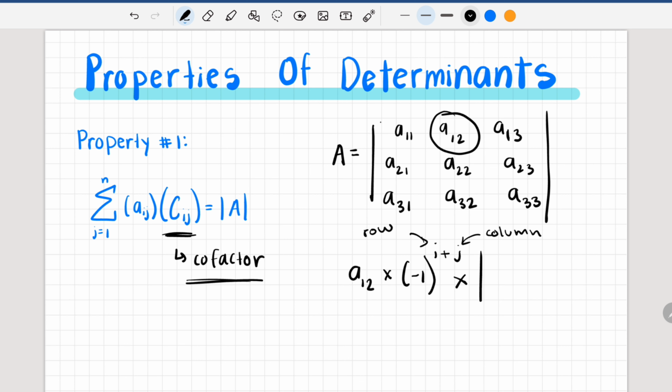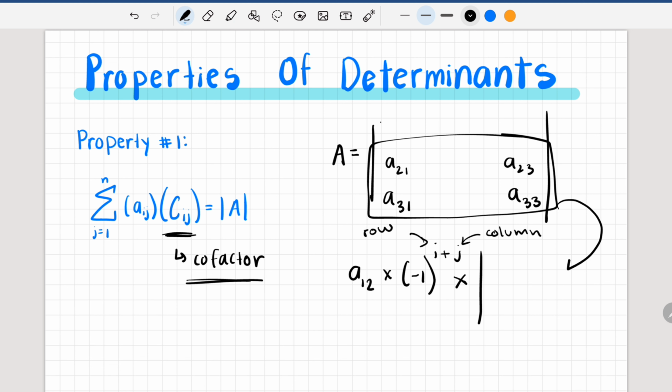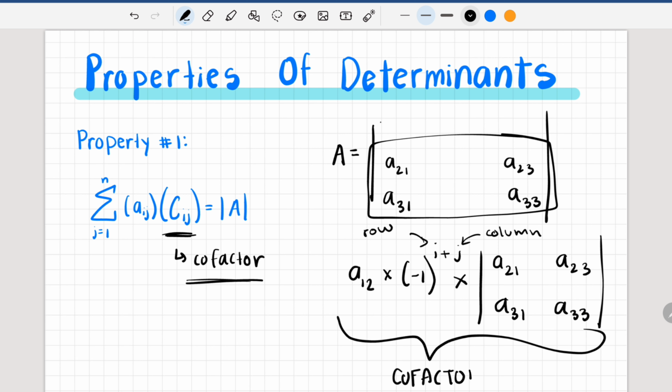And then we're going to find the determinant when we pretend this column didn't exist, and we pretend this row never existed either. Now what we're left with is just this. So we're going to write it the same exact way: A21, A23, A31, and A33.